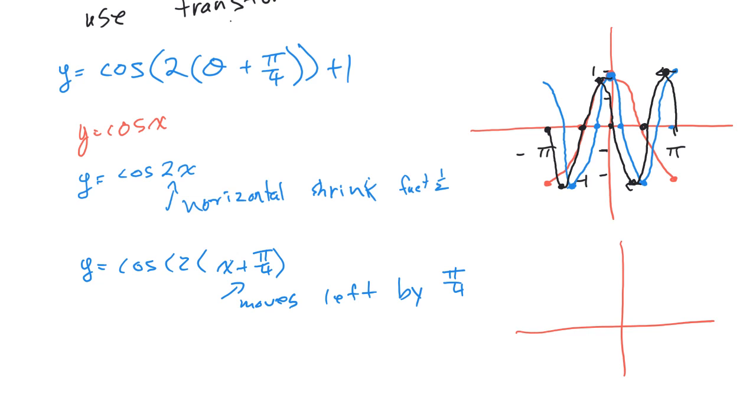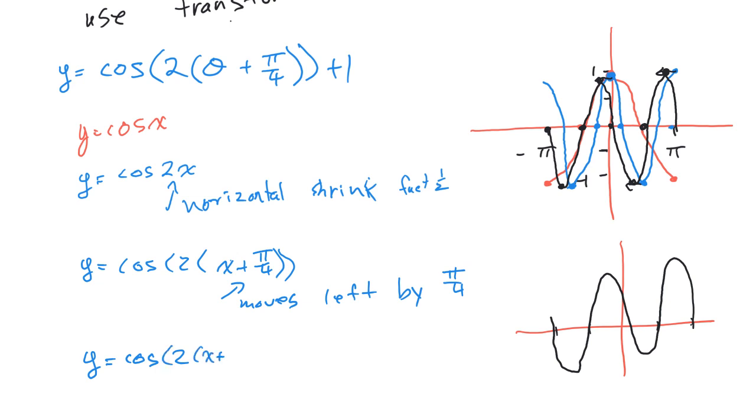So we have our graph at pi, at 2 pi, at pi and negative pi, and our graph looks like this. So now our graph looks like that. Now what happens when we have y is equal to cosine of 2x plus pi over 4, and then we add 1 to it?